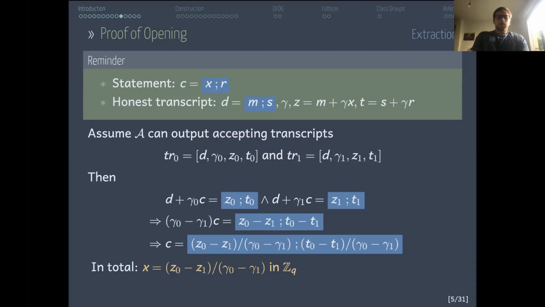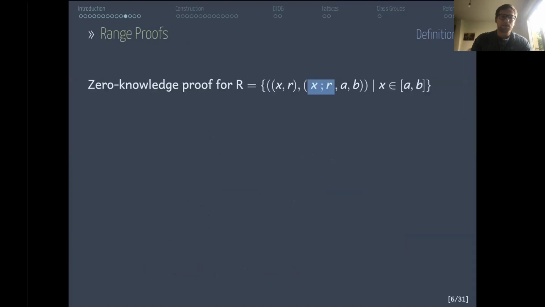For some, this might be a bit complicated, for some not, I'm not really sure, but the most important bottom line is what is written in yellow. It's important that from the proof of opening, we can extract X equal to a fraction in ZQ, essentially. So far, so good. Now that we understood how to prove an opening, I'll go into more detail about range proofs and how to construct them.